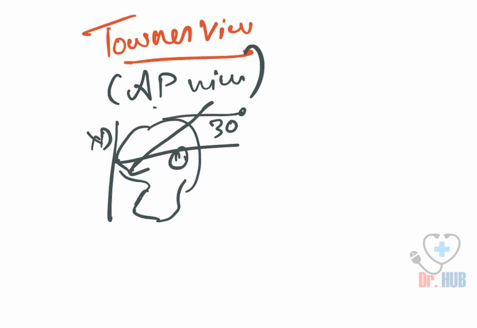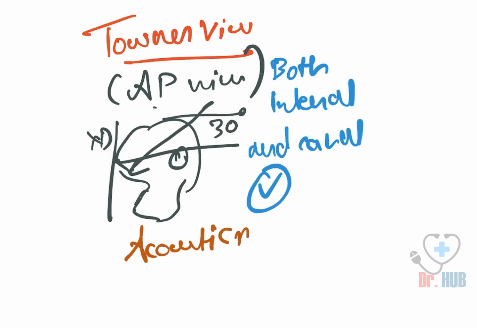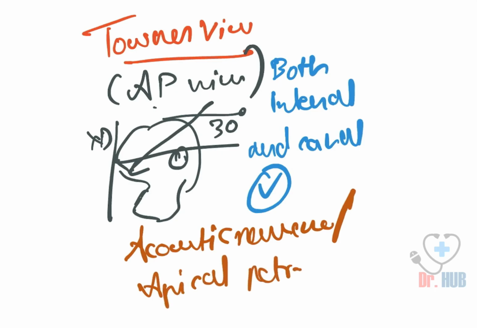So what is seen in this Townes view? In the Townes view, both the internal auditory canals are seen. Next, it is used in acoustic neuroma as well as apical petrositis.